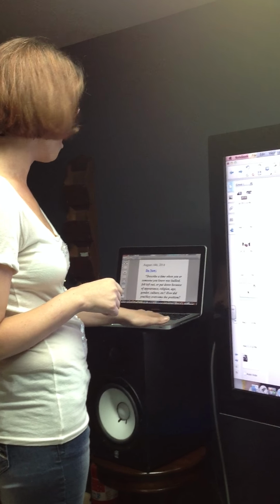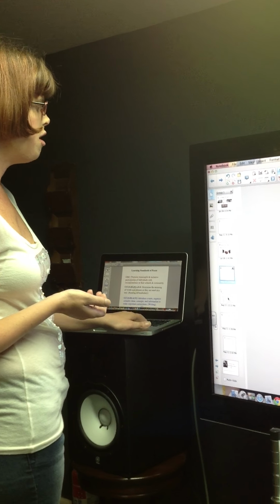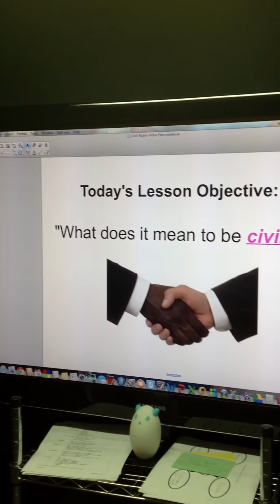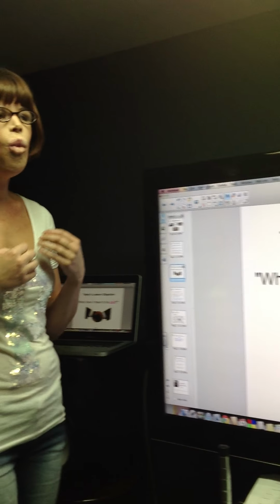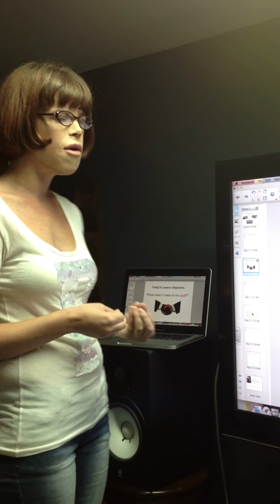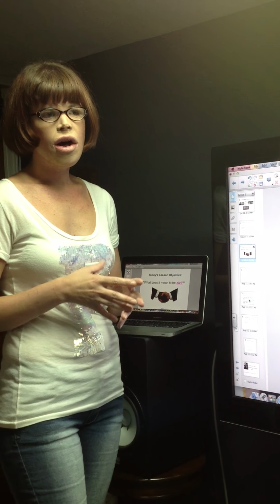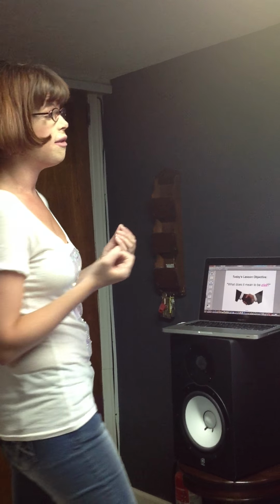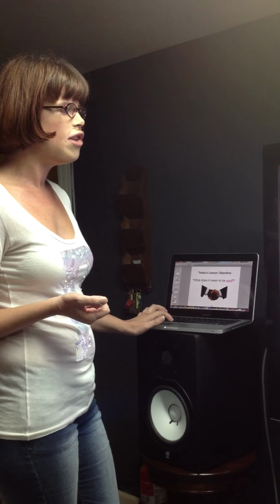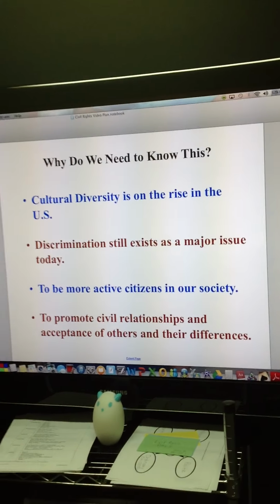It's very routine. Once they have finished this, we're going to share out loud our thoughts and ideas, and then move on to understanding the day's lesson objective, which is: what does it mean to be civil? In order to understand why the civil rights movement emerged and how the people involved accomplished their fight for civil rights, you need to understand what the word civil means. So this is today's lesson objective. It's going to give them time to think about it, and then we're going to briefly go over why we need to know this.